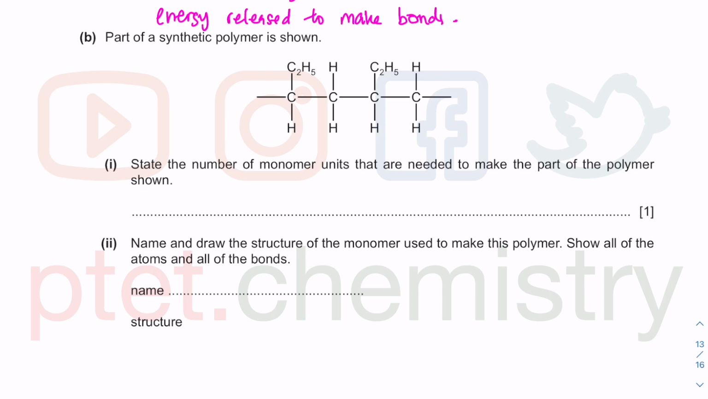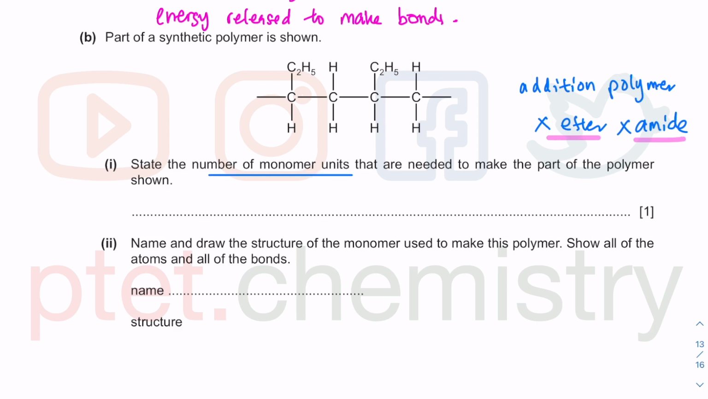This is very clearly an addition polymer, and that's because we don't see any ester, you don't see any amide. So ester and amide are hallmarks of your condensation polymer. So this means that this must be an addition polymer. How many monomer units are needed to make the part as shown above?